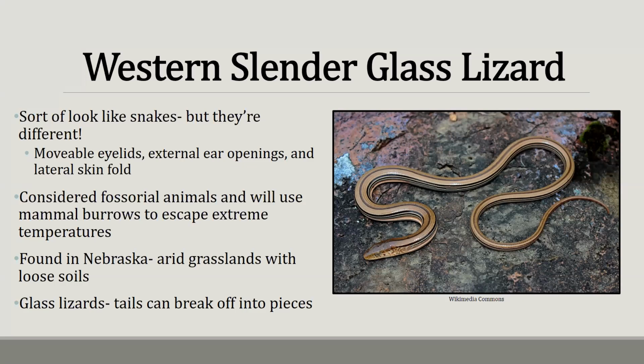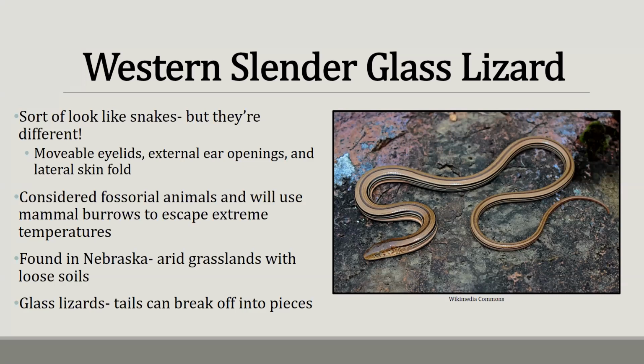There's a couple differences here. Snakes do not have eyelids, they do not have external ear openings, and they do not have a lateral skin fold, which these guys do. So that's how you can tell lizards versus snakes. But these guys are considered fossorial animals, which might be another reason why we don't see them very often.